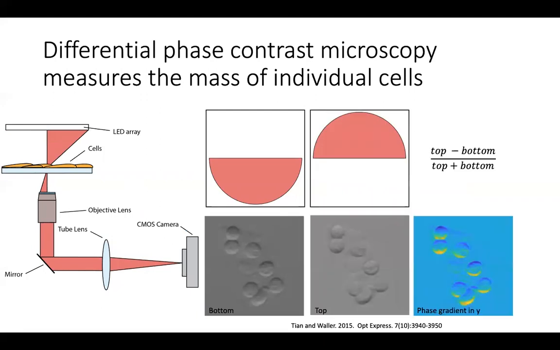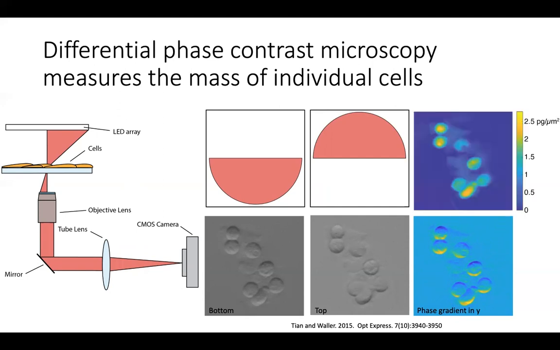From this, the phase gradient can be computed in the y direction simply by subtracting the top minus the bottom, and dividing by the sum. We can repeat this process for the left and right halves of the LED array in order to compute the phase gradient in X. With the two phase gradients that are orthogonal to each other, we can then compute the phase shift through the cell from the phase gradient.